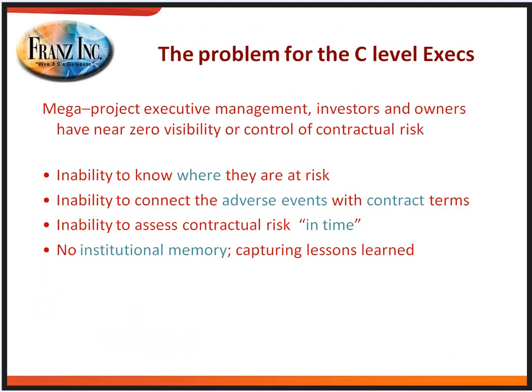If you look at the C-level executives, so for example, the investors and owners, their problem is they have almost zero visibility in the contractual risk. They don't know where they are at risk. If something bad happens, they don't know how it relates to terms in the contract. They can't look very far ahead in time to see where problems might pop up.